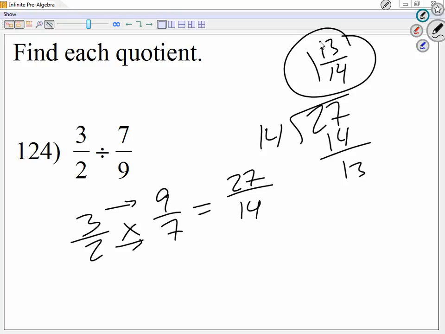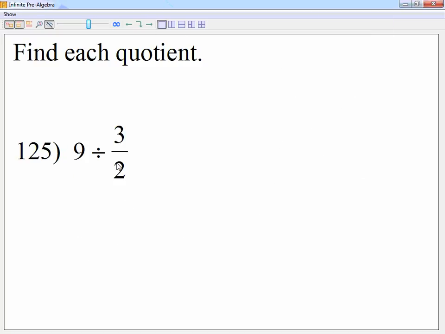Once again, you flip the second fraction on division. Any other questions up until 126? Don't forget that on 125, the 9, the first one, make it a fraction by putting a 1 at the bottom.